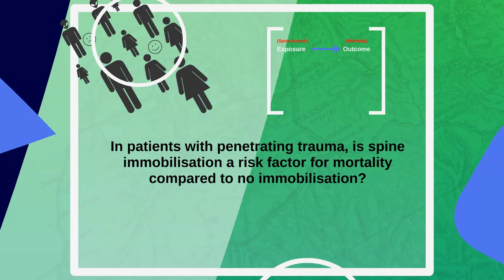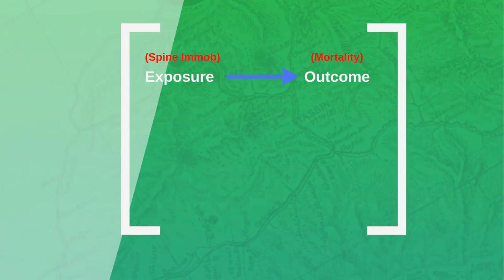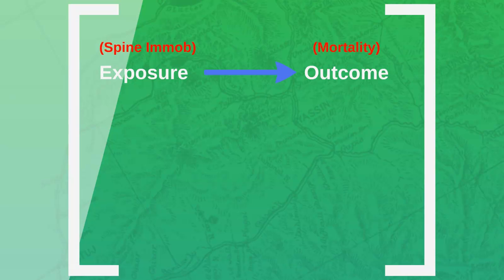or spinal injury. Now, remember, we're going to get some kind of study findings from this. But just to quickly recap, there are various ways you can answer this question. One is you can look at people with exposure who have been spine immobilized and people who have not, and follow them up forward in time until they die and see who dies. Obviously, the population is those with penetrating trauma, and they're either exposed to spinal immobilization or not, and we follow them up forward in time towards mortality.